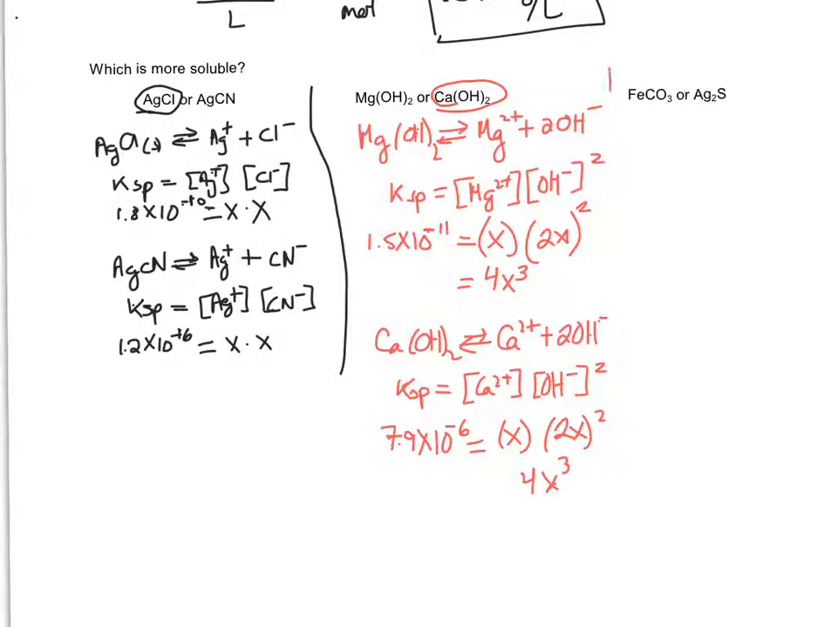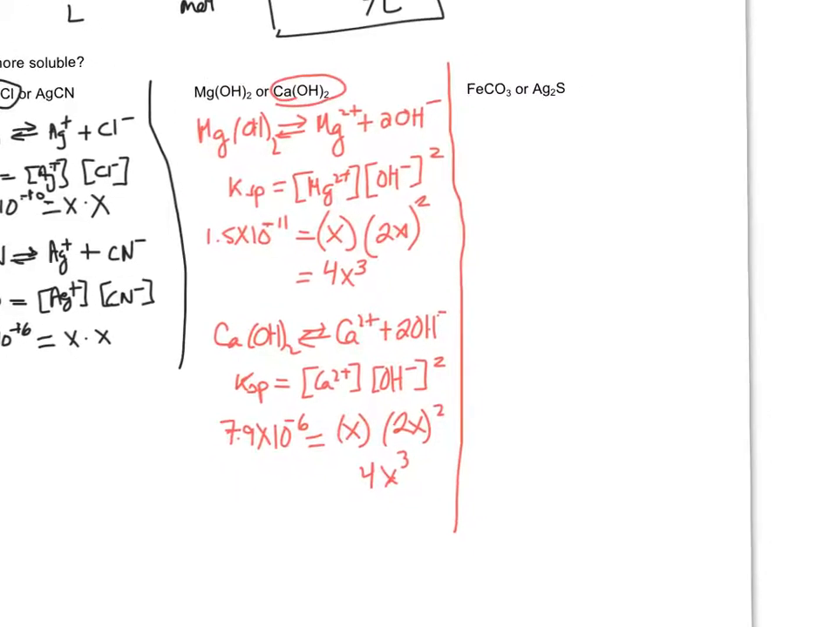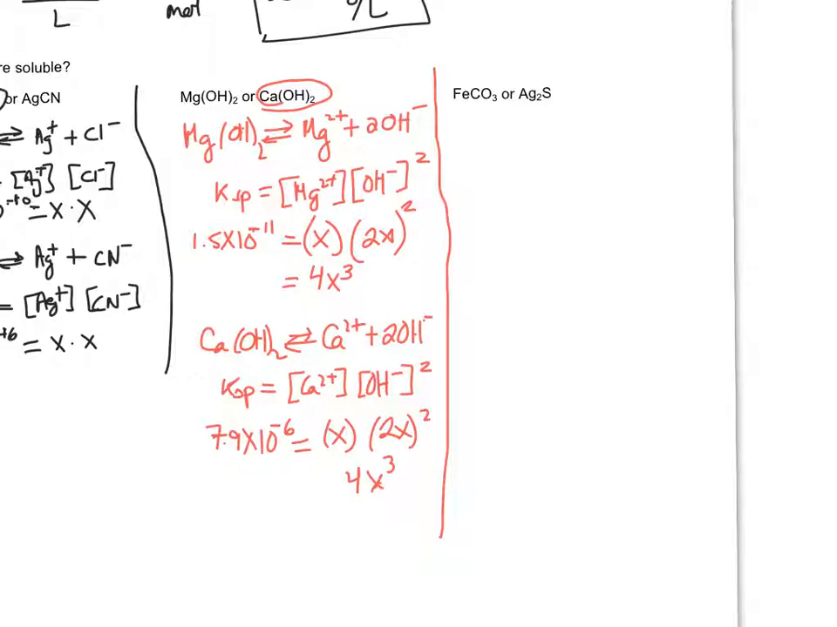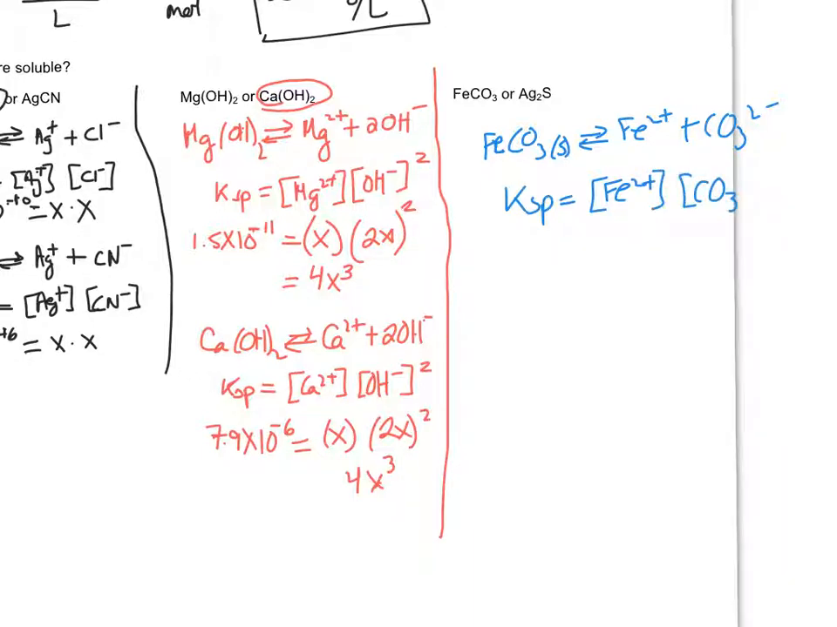Now the next one, they do not have the same ratio, so it is not okay to just look at your Ksp. So I'm going to go ahead and write my dissociation equations first. And I'll write the Ksp expression, and we'll look at which one is going to be more soluble. So I'll start with the FeCO3. That dissociates into Fe2+ and CO3 2-. My Ksp expression is going to be the concentration of the Fe2+ times the concentration of the CO3 2-.